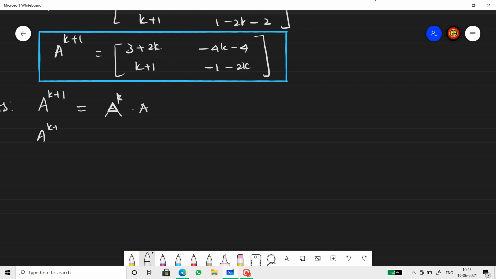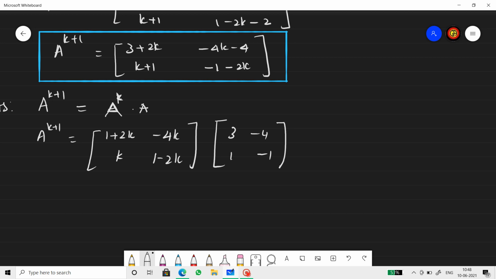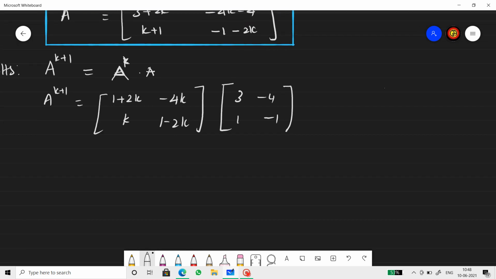So A power k plus 1 equals A power k, which is 1 plus 2k, minus 4k, k, 1 minus 2k. And I'm going to multiply that with the A matrix. And what is A matrix? 3, minus 4, 1 and minus 1. Now let's multiply this and see where we are heading. It's matrix multiplication, so first row into first column and so on.